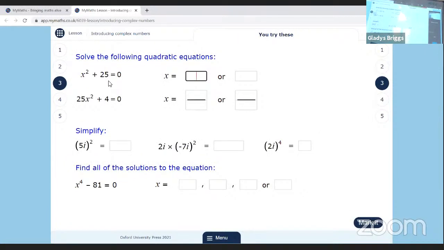Okay, this is about solving equations now. What do you think the solution to that first equation is going to be? 5. Is it? There are two solutions: 5 or... yeah, 5i. Is it? Yes. You are right, well done. What about the first one? You didn't get the first one.